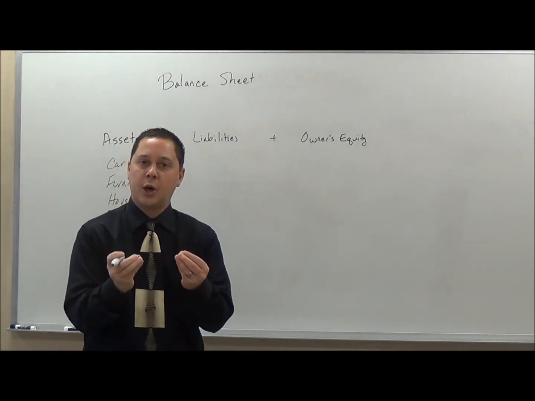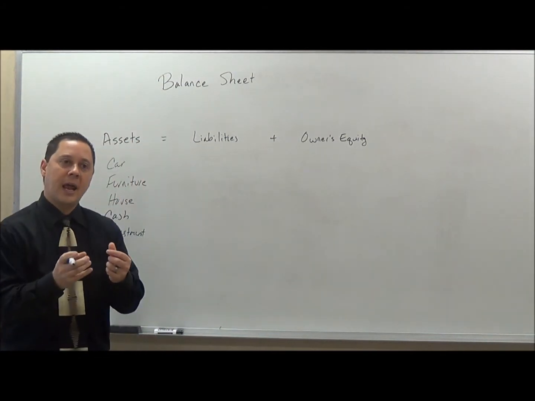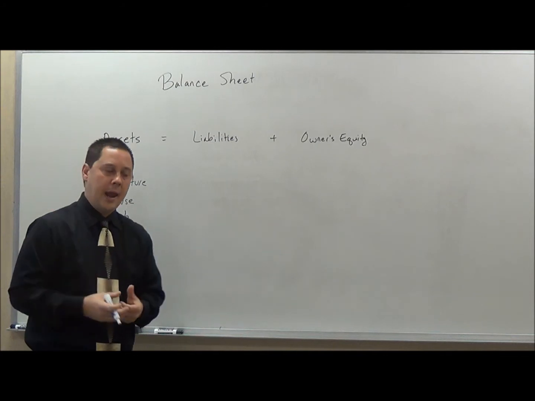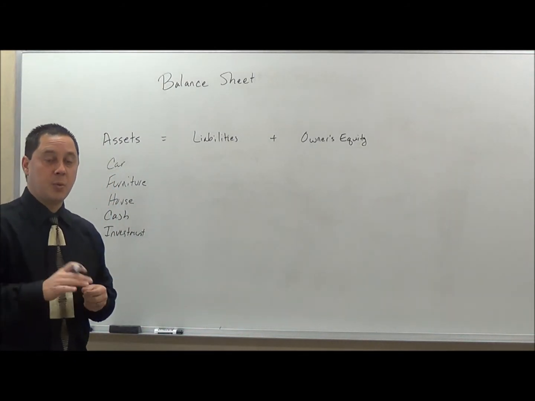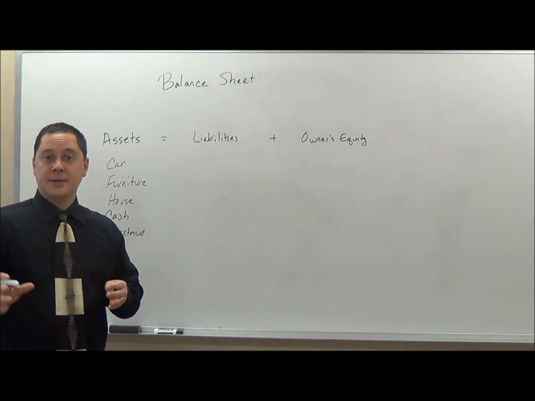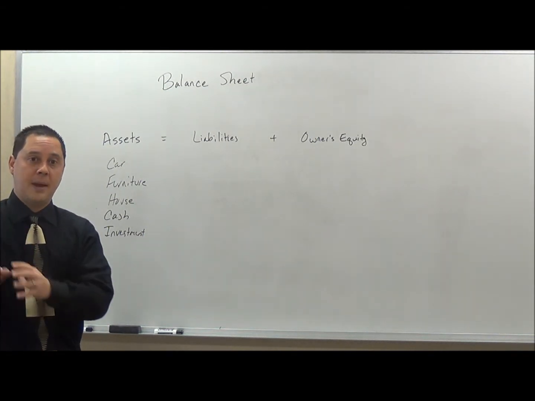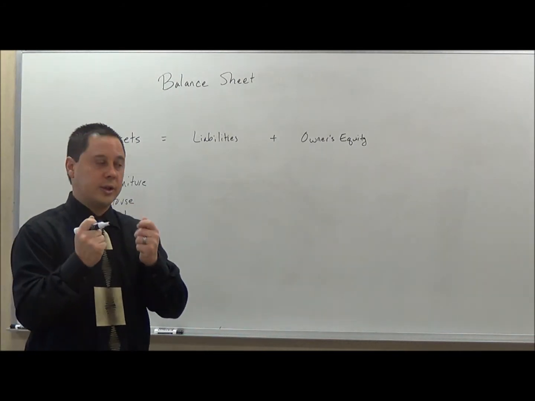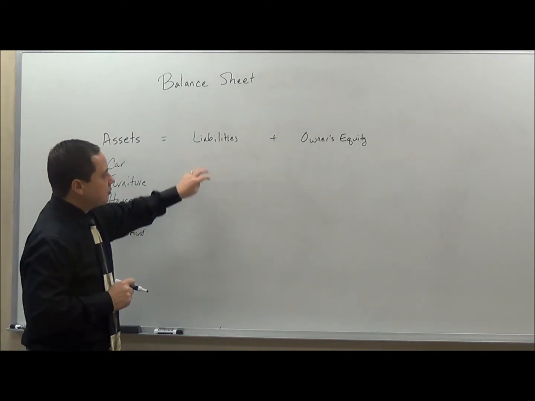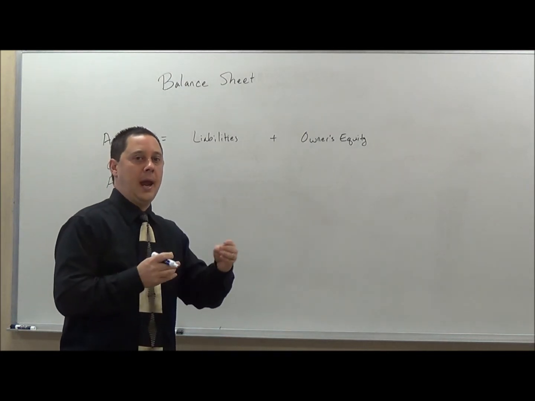Tangible means something I can hold. Intangible means something that I can't hold, but it's a right to something that I may have. Typical intangible assets when we talk about businesses are patents and copyrights and those types of things that are very important to the business, but we can't really physically hold. Now, liabilities are commitments to pay.